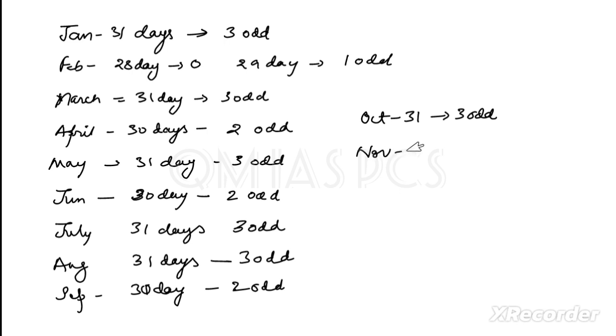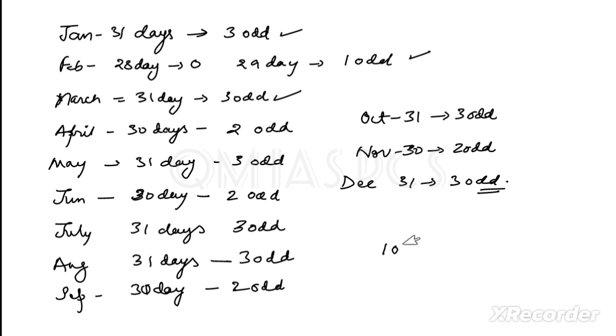November is 30 days, and that means 2 odd days. And for December, it is 31, that means 3 odd days. So when you have to count complete months, then in that case you can write these things. You can consider this as a concept or a trick, whatever you want.